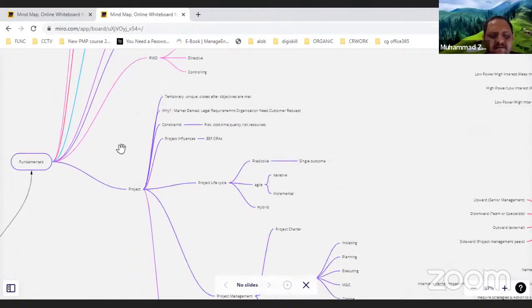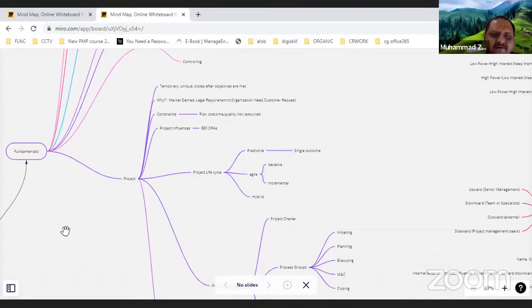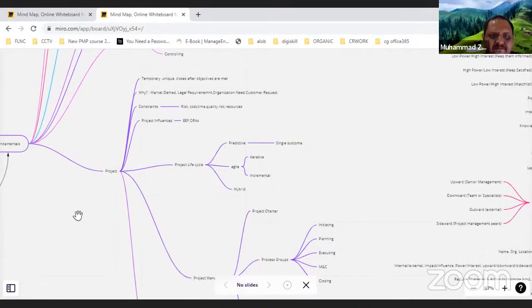And here the main project comes that is actually unique, and it has some objective to meet, and it closes. Why do we do the project? Because of market demand, legal requirements, organization need, customer request. A project has some constraints that are risk, time, quality, resources, and it has influences, that is environmental factors, external, and OPA.